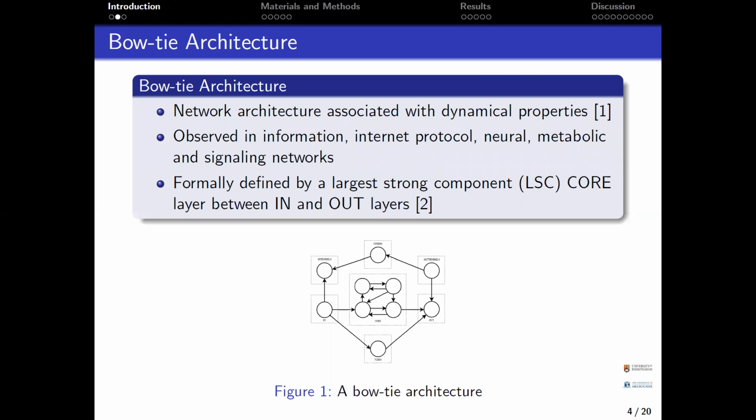One network architecture known to be associated with dynamical system properties is the Bowtie architecture, and it is observed in many different types of networks. It is formally defined by a largest strongly connected component, a core layer, between in and out layers. And a strongly connected component is a subnetwork in which every node is reachable from every other node.